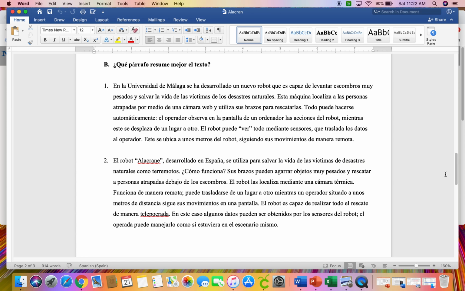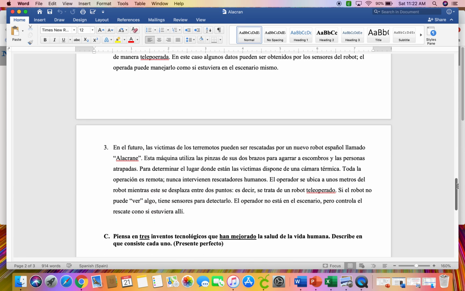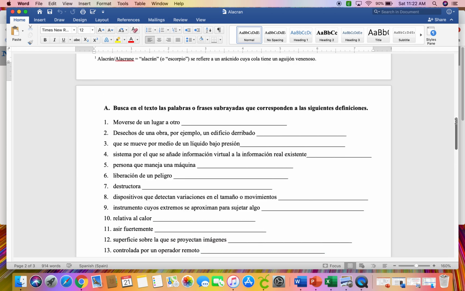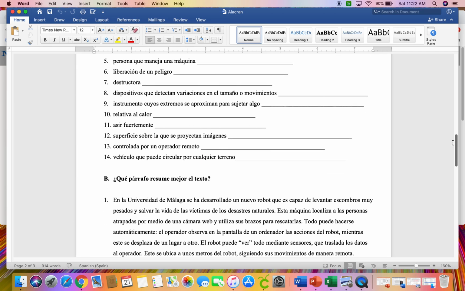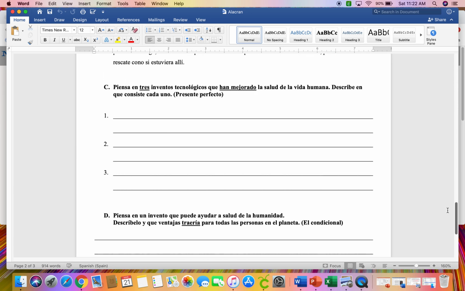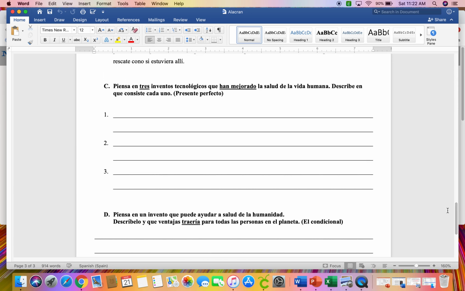Part B. ¿Qué párrafo resume mejor el texto? Which paragraph summarizes the text best, 1, 2, or 3? These are the questions I'll post the answers to by next Sunday, so you can check your answers. But part C, and D, I want you to submit your answers because I want to check your work on this.